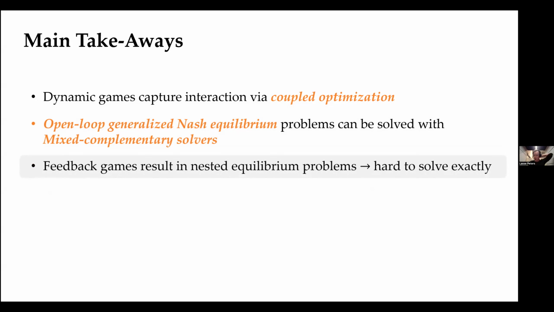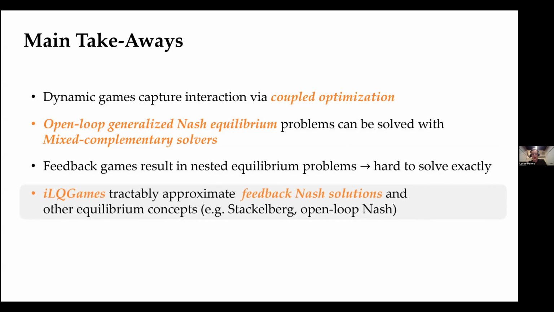We've seen that if we go beyond open loop information structures to feedback games, then these problems become quite difficult to solve exactly. And the main takeaway there is that these feedback games have desirable properties, but they're kind of intractable for online decision making. And so a good approximation for these problems are ILQ games, which we can use to tractably approximate feedback game solutions by iteratively applying the closed form solutions of linear quadratic games. And the nice thing about this algorithm is that it readily extends to other equilibrium concepts like open loop Nash, but also Stackelberg.